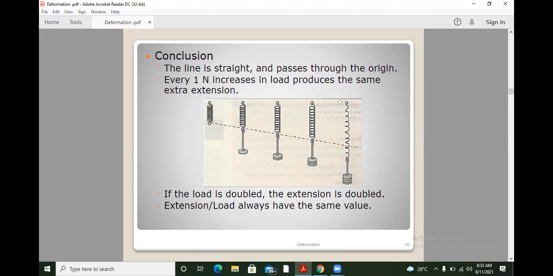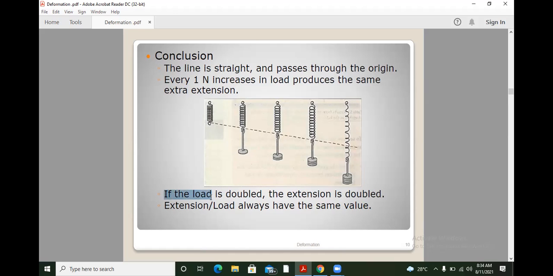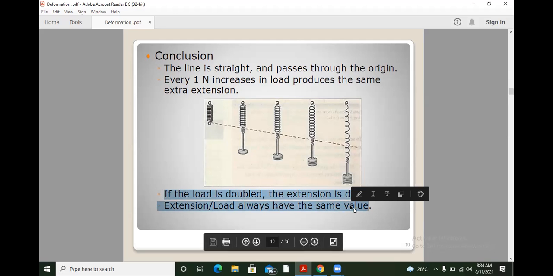That is the point where the spring loses its elastic property. Now it is no more elastic. So that is the conclusion. The line is straight and passes through the origin. Every 1 Newton increase in the load produces the same extra extension. If the load is doubled, the extension will be doubled. The ratio of extension to load always has the same value.